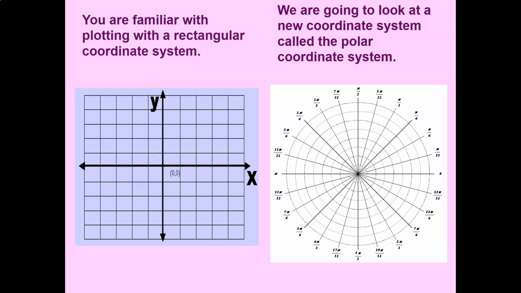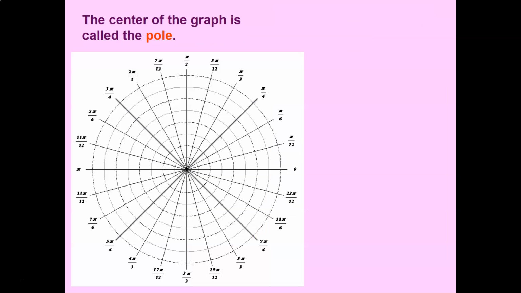Today, however, we're going to look at a new coordinate system called the polar coordinate system. You can see it is markedly different from the rectangular system. The center of the graph in a polar coordinate system is called the pole. In the rectangular system, we call it the origin. We call it the pole for a polar system. And there it is. Angles are measured from the positive x-axis, which is right there.